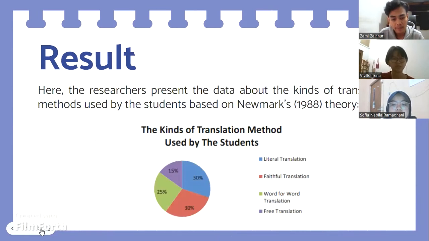And here is the graph of the kinds of translation method used by the students. So you can see there are 4 methods used by the students. There is 13% of literal translation and faithful translation. And then the next one is word-for-word translation, which contains 25% of the students. And the last one is free translation, which 15% of the students use. Next slide, please.